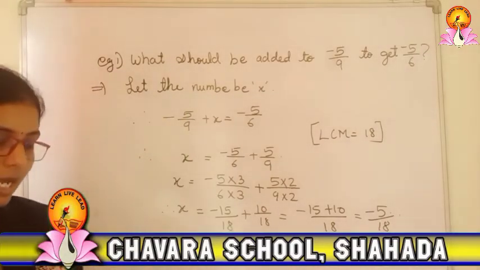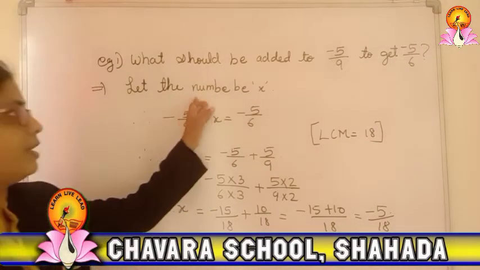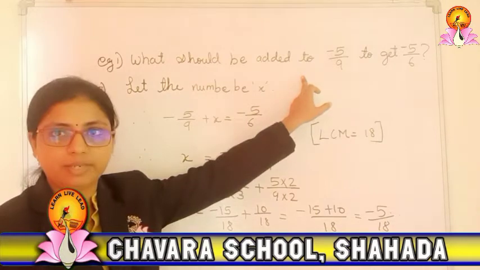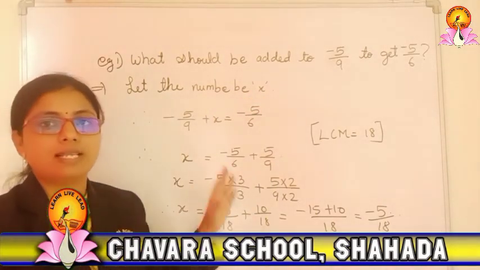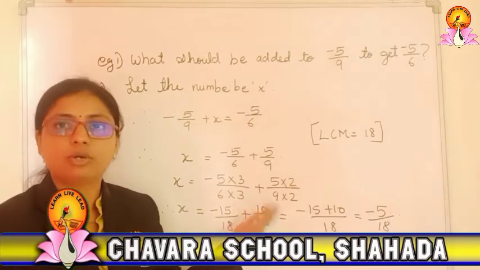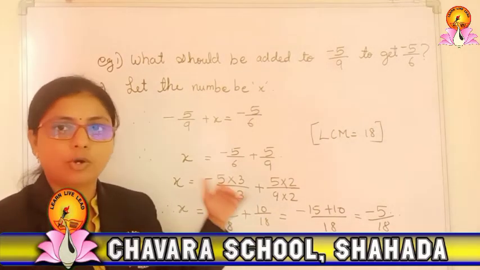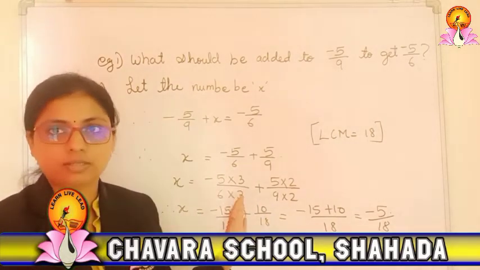So this is the answer, and in this way you have to read the question properly, consider the value x and then go for the solution, as we have done in addition, subtraction, division and multiplication. According to that you go for the solution.